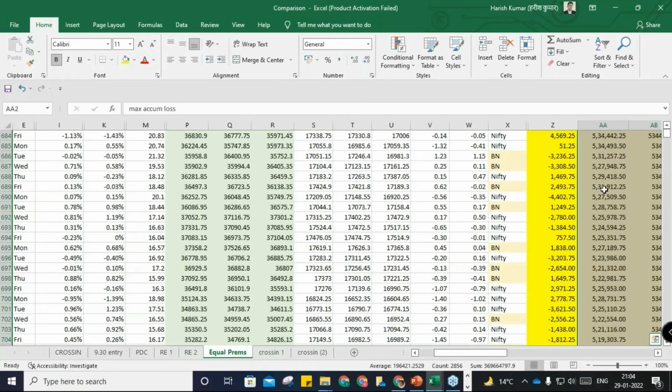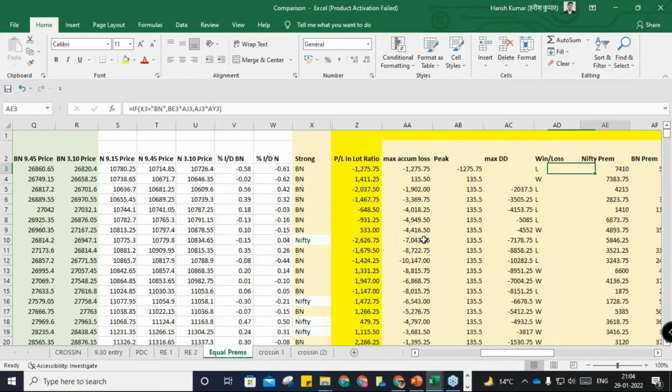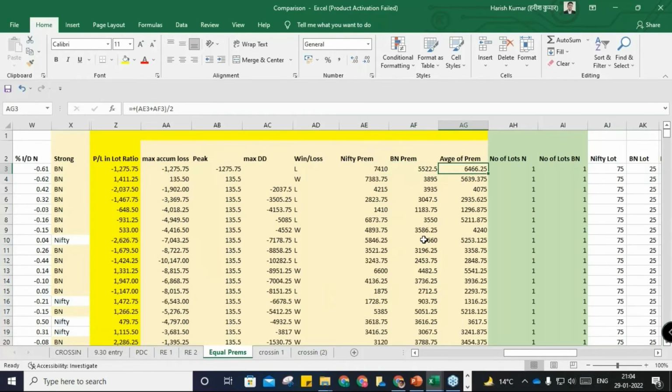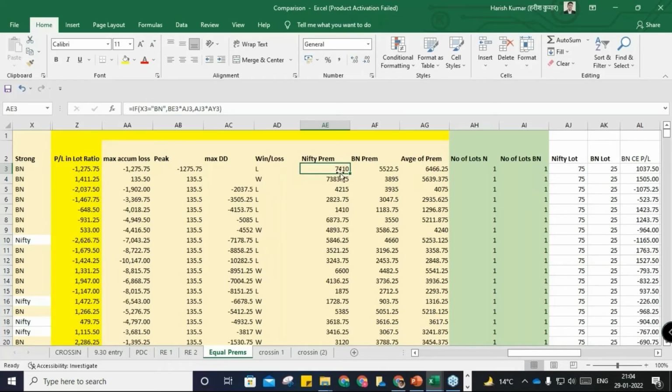What if I do this strategy with equal premiums? This is how I have calculated the premium. I took the Nifty premium on the basis of the strikes I have taken and the options that my decided sheet is giving me. So this is the Nifty premium, this is the Bank Nifty premium. I have taken the average of both premiums, and on the basis of this, I have calculated how many lots I need to sell if I am going through Nifty.